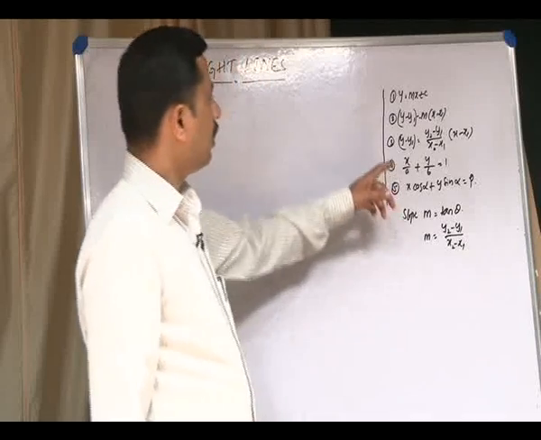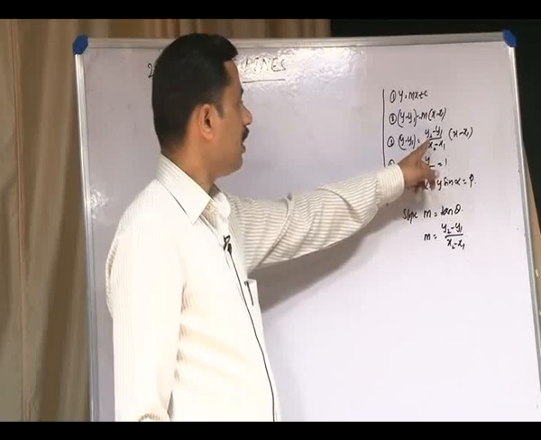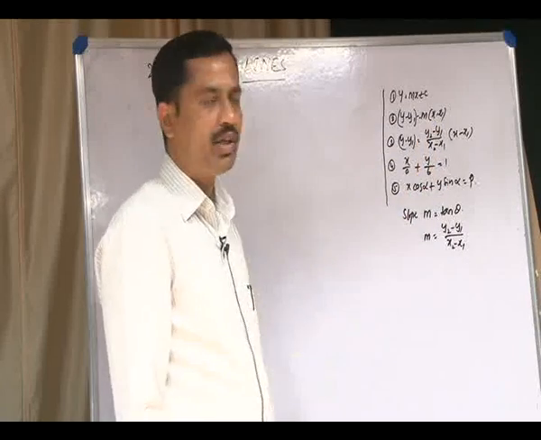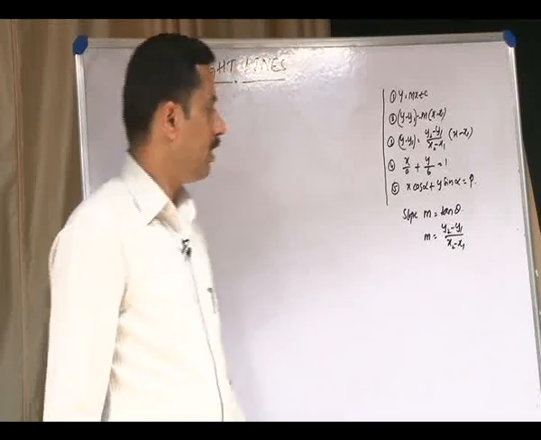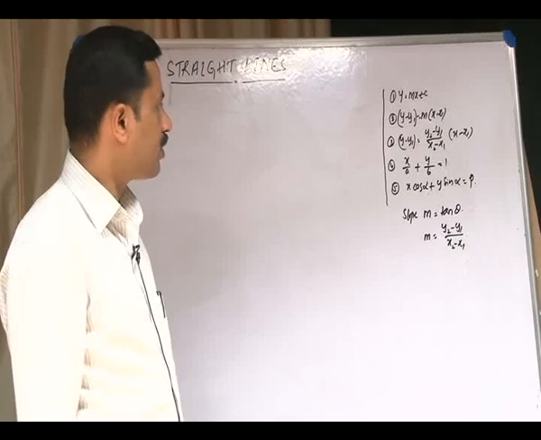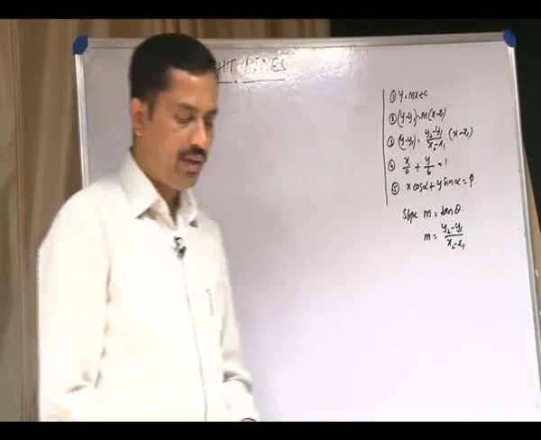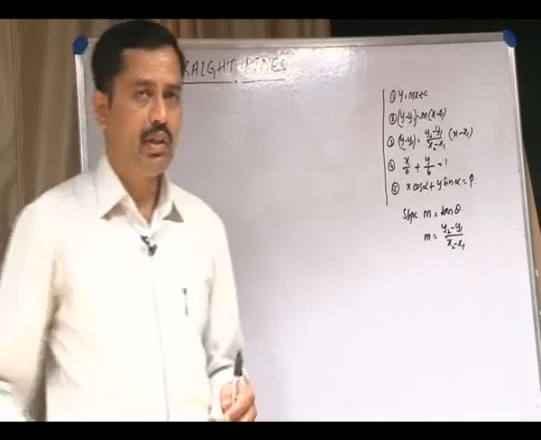That is, by comparing equations 2 and 3, in place of m in this equation we get y2 minus y1 divided by x2 minus x1. So that ratio represents the slope of the straight line. That is given by slope m is equal to y2 minus y1 divided by x2 minus x1. So these are the different forms of equations of straight lines. These equations we have derived in the last class.